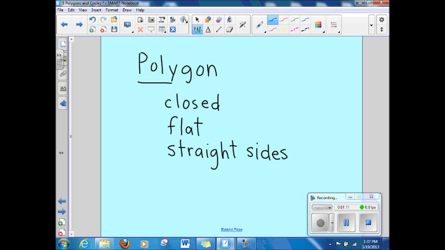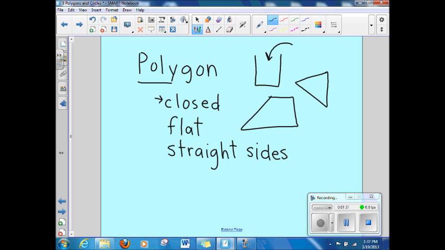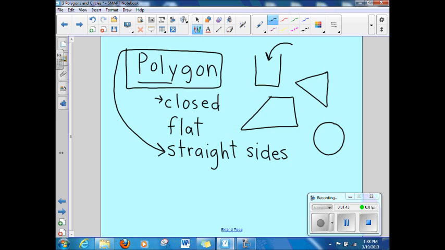Let's take a look at that first word, closed. Here's a figure, but it isn't closed. You can see that there's an open end on this side right here. It has to be completely closed in space. So that's a closed figure. That is a closed figure. Here's a closed figure too, but that is not a polygon because we said polygons have to have straight sides.